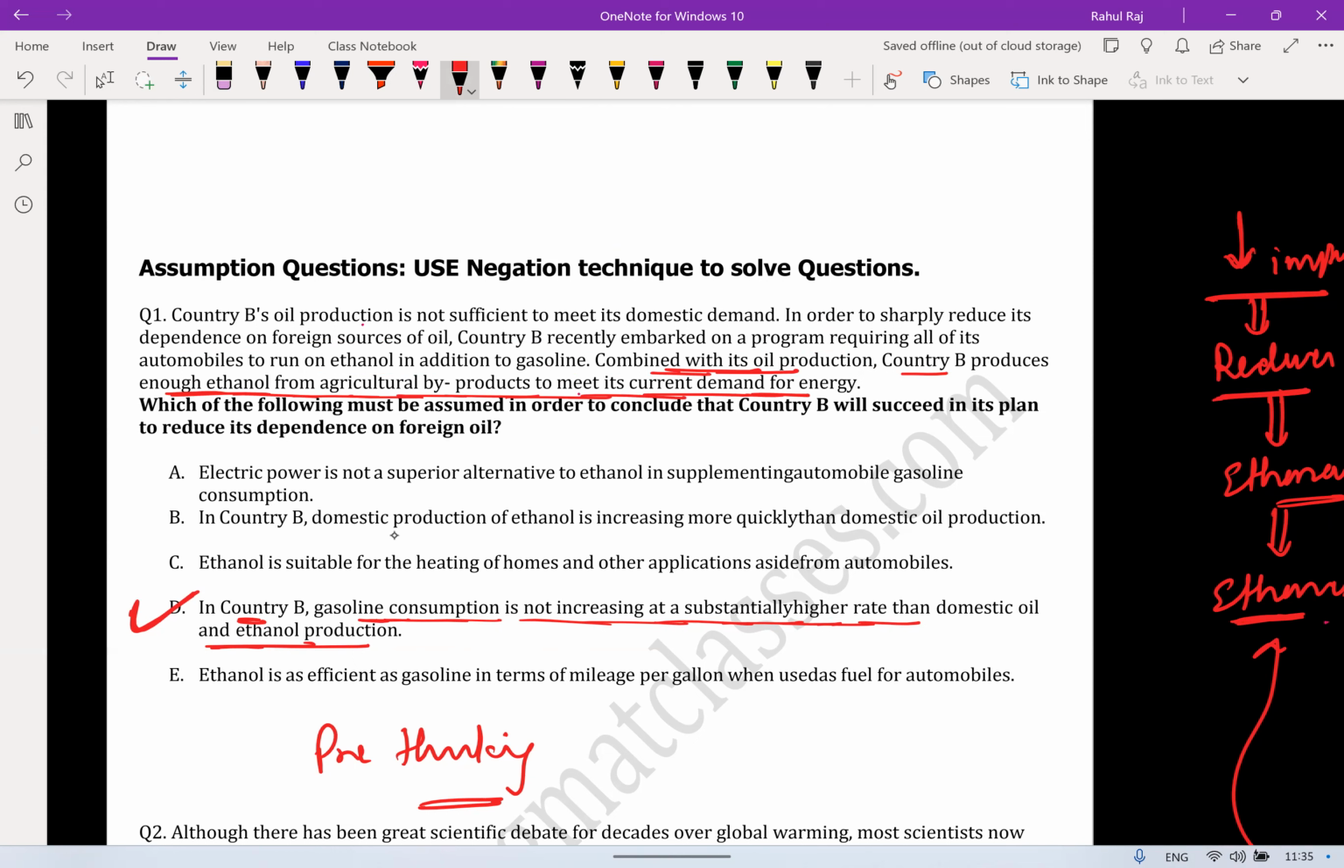This conclusion is 100% right. Please understand, the author will assume that oil plus ethanol is sufficient to meet the current demand. The author will 100% assume that gasoline consumption is not increasing at a substantially higher rate. And that's the reason the author is concluding, right? That oil plus ethanol is sufficient to meet the current demand. It means if the author is trying to conclude that oil plus ethanol is sufficient to meet the current demand, what is the default thought process that the author might have had? It was only option number D, that gasoline consumption is not increasing at a substantially higher rate. And that is the reason I can go ahead and conclude that oil plus ethanol is sufficient to meet the current demand. This is what pre-thinking is.